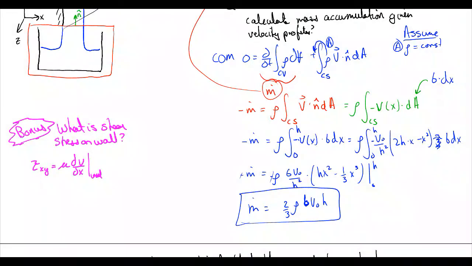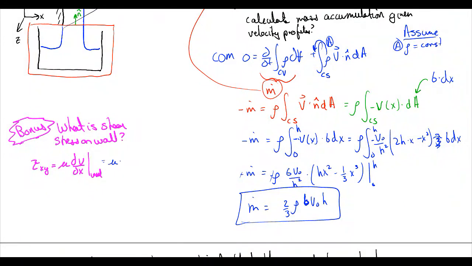As a bonus problem, let's calculate the shear stress on the wall. All right, we know how to do this. In this case, it's going to be the shear stress in the x face in the y direction, which is equal to mu dv dx, evaluated at the wall, so at x equal to 0, which is equal to mu times d dx of v, but we know that v here is equal to v naught over h squared times 2hx minus x squared, evaluated at x equal to 0.